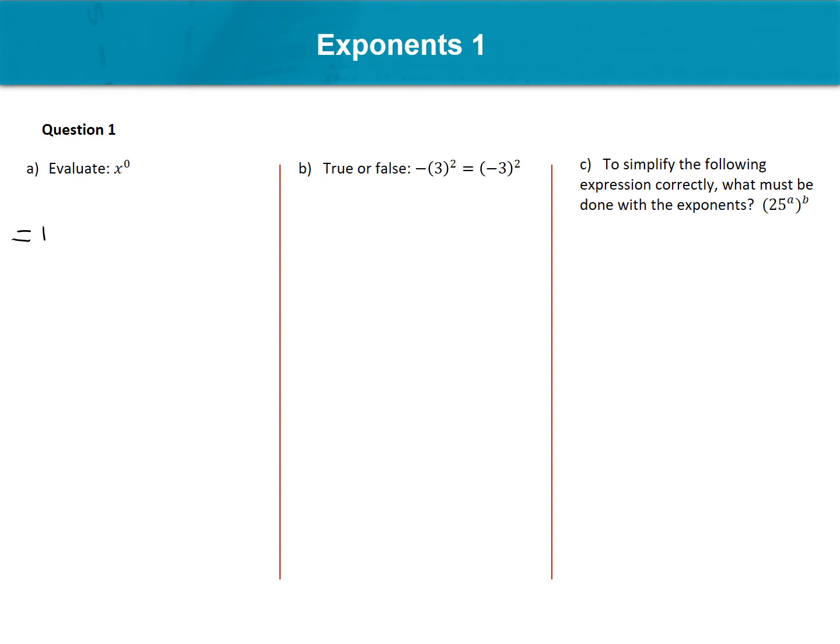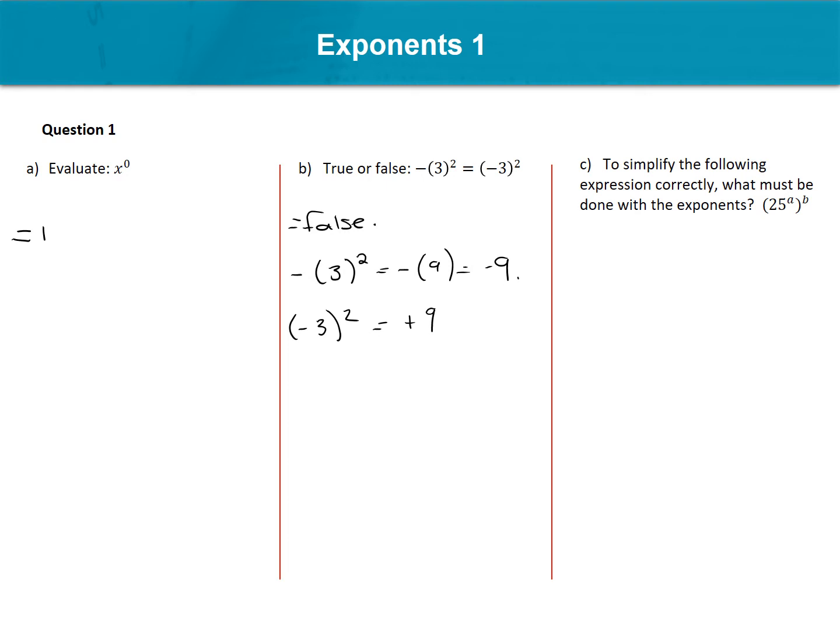Question B, true or false? Negative 3 squared or (negative 3) squared. Are they the same or are they not the same? I would say that they are not equal, so this question is false. And I'll tell you why: if we say negative 3 squared, that equals negative 9. So you have minus 9. But if you have the negative inside the brackets and you square it, a negative times a negative is a positive. So then you get positive 9. So they are not equal.